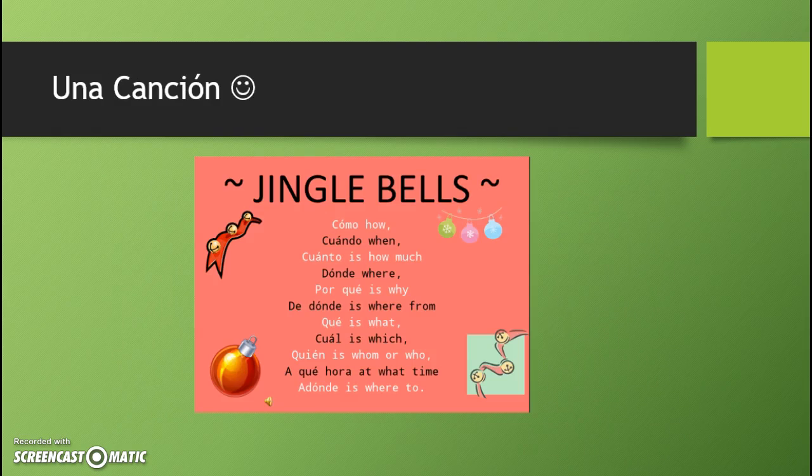Tenemos una canción. So, to help you with these question words, we're going to tie it to a Christmas carol that you may recognize the tune to.